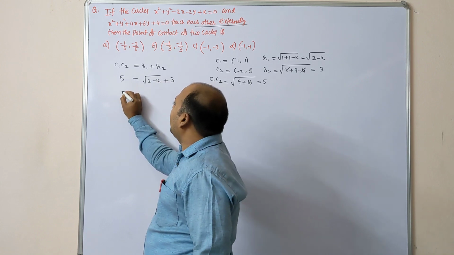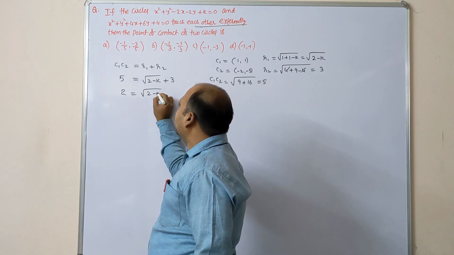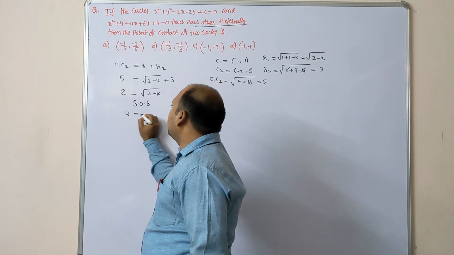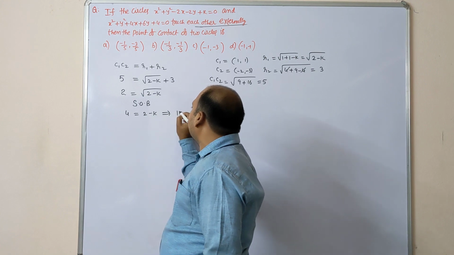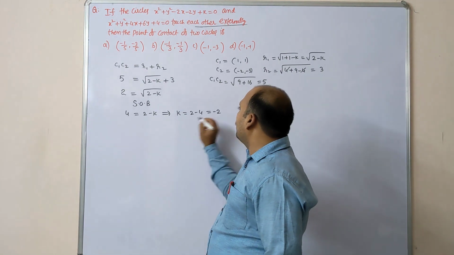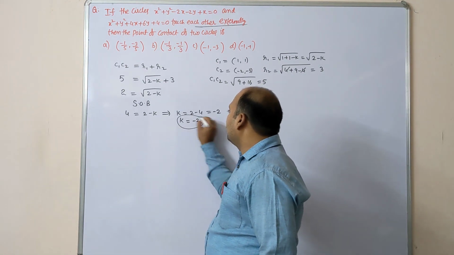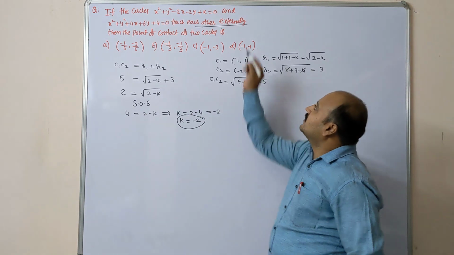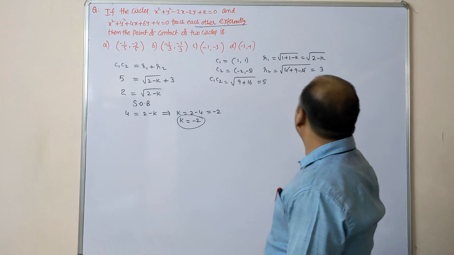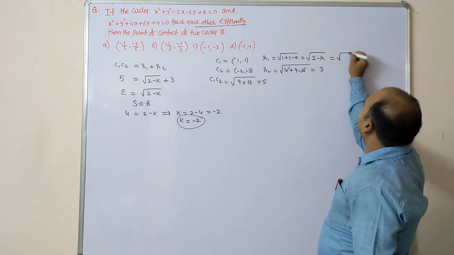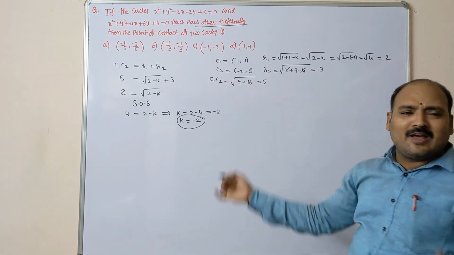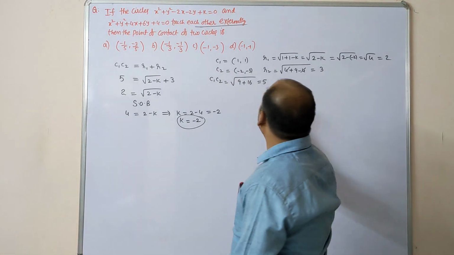The 3 we can take this side, 5 minus 3 is 2 equal to root 2 minus k. Squaring on both sides, 4 is equal to 2 minus k, that implies minus k I am taking this side, k equal to 2 minus 4, that is equal to minus 2. k equal to minus 2, we got it. So this equation will become minus 2. So what they are asking is, whenever k is minus 2, root of 2 minus of minus 2, that is equal to root 4, that is equal to 2. R1 value is 2. We got it, R1 value as 2.